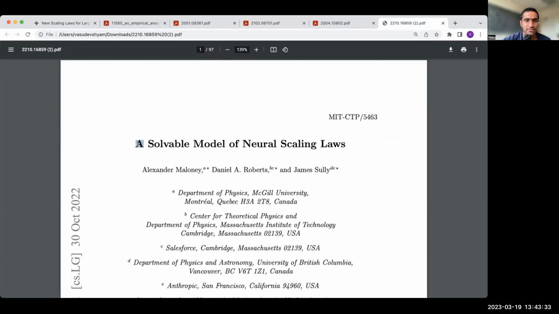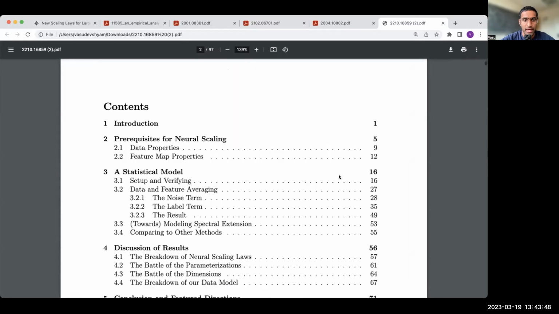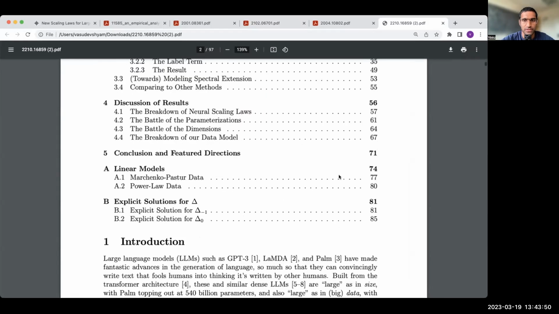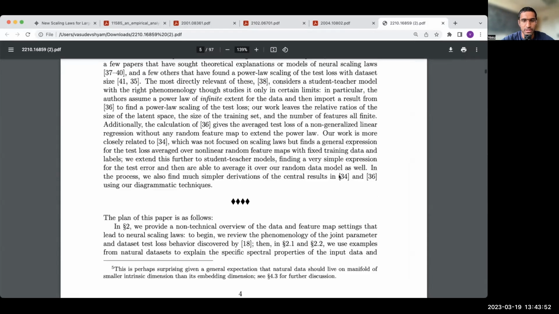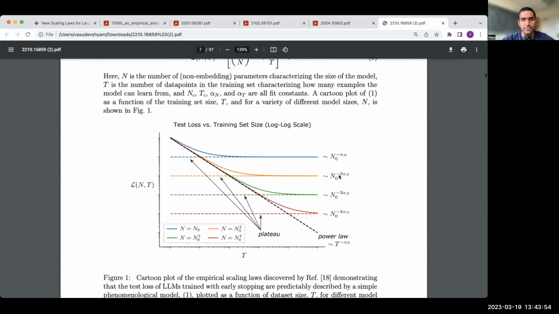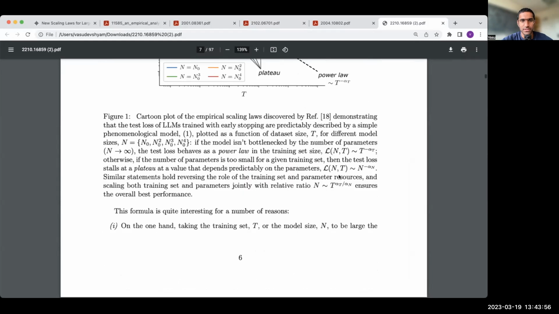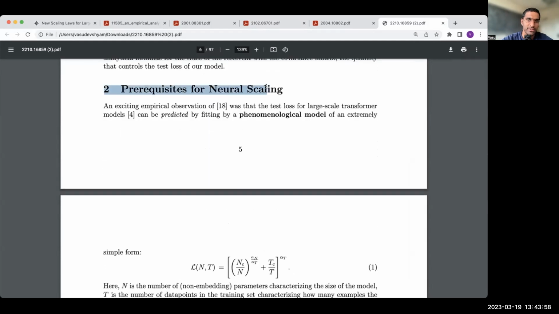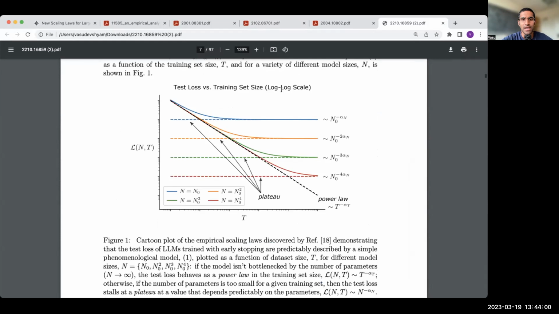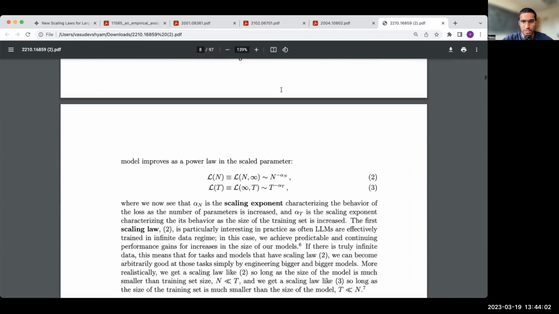Here they have a solvable model of neural scaling laws. They do an analysis based on random matrix theory to take both the number of data points and the number of parameters to infinity in a scaled way. It's going to be really hard to get through the entire paper, and I'm not even going to try, but it touches upon several of the things we've already discussed. The first section, the second section, I really recommend for everyone to read, just because it gives a nice overview of everything that we've been talking about.